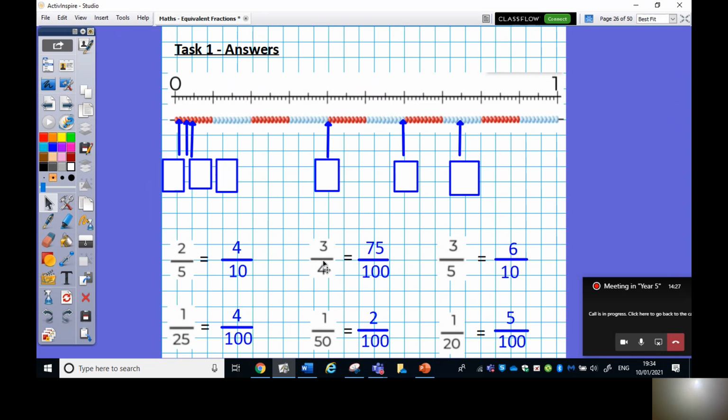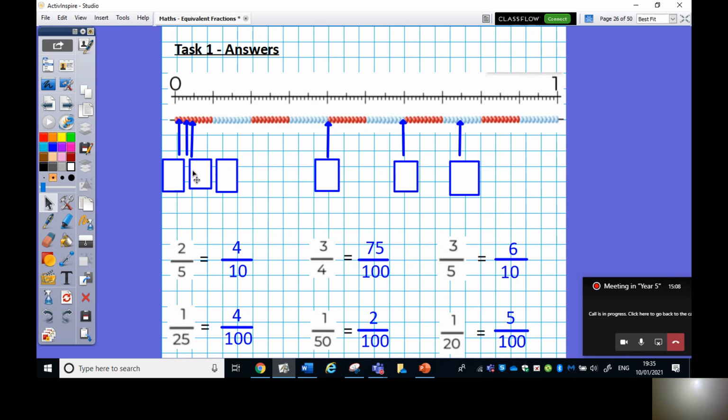There isn't really a connection between 4 and 10, but I know that I can multiply 4 by 25 to get 100. Whatever I do to the bottom, I need to do to the top. 3 times 25 equals 75, which gives me 75 hundredths. 3 fifths equals 6 tenths. 1 25th equals 4 hundredths. 1 50th equals 2 hundredths. And 1 20th equals 5 hundredths.